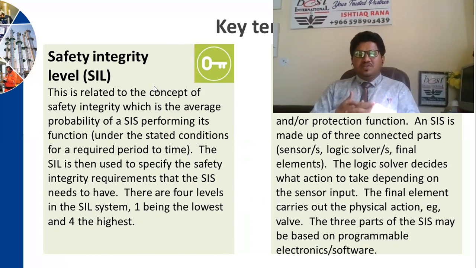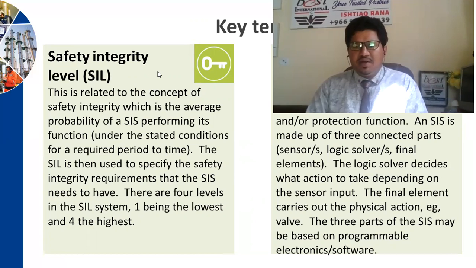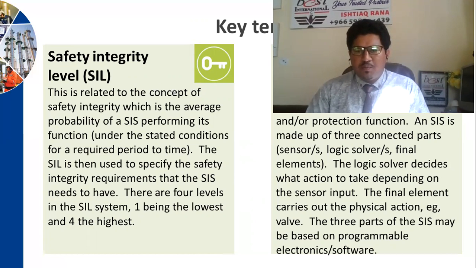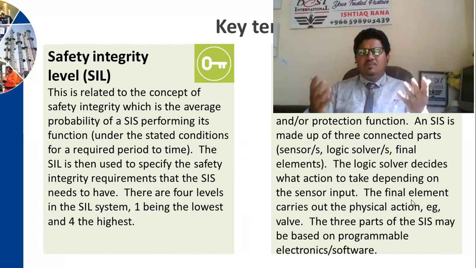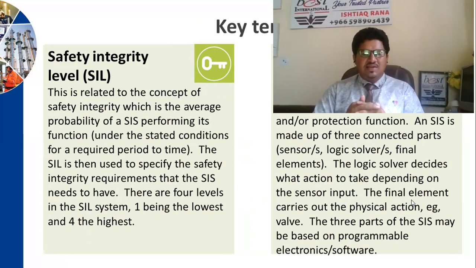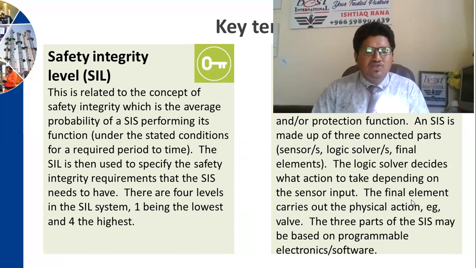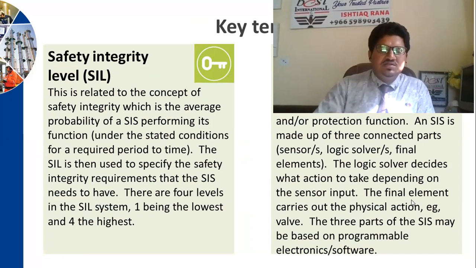Now, safety instrumented system, SIS, is an instrumented system used to implement either a safety control or a protection function. SIS is made of 3 connected parts: sensors, logic solvers, and final elements. The logic solver decides what actions to take depending on the sensor input. The final element carries out the physical actions, like the valve. The 3 parts of the SIS may be based on programming, electronics, and software.